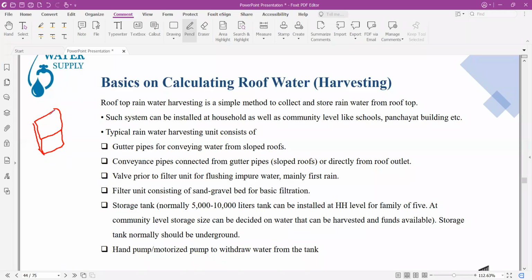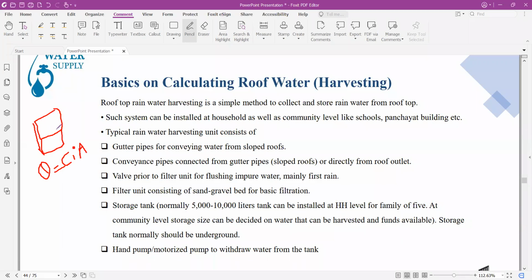So we know the area of a roof, and the intensity of rainfall can be obtained from the meteorological department. Using the runoff coefficient, for example, if the roof of a house is constructed of concrete, we can use a runoff coefficient of about 0.9 or 0.8, and we can just plug and chug in this equation. So the discharge from each roof can be calculated.